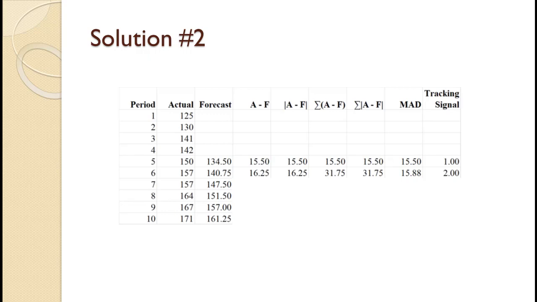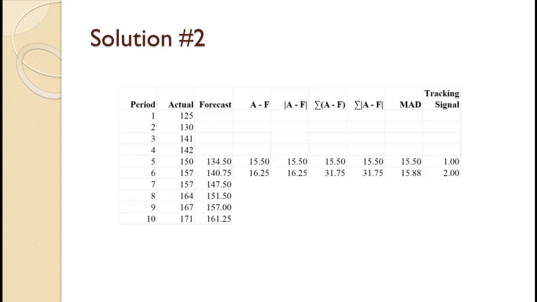For period 6, 157 minus 140.75 equals 16.25. The absolute value of 16.25 is 16.25. The cumulative A minus F is 15.5 plus 16.25 equals 31.75. The cumulative absolute value A minus F is 15.5 plus 16.25 equals 31.75. The MAD is the cumulative absolute value A minus F value of 31.75 divided by 2 equals 15.88.